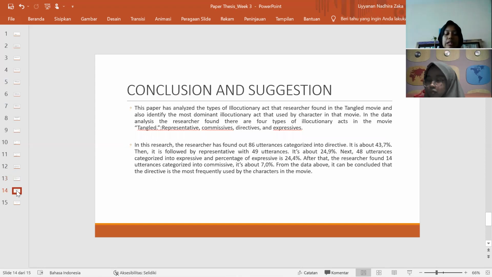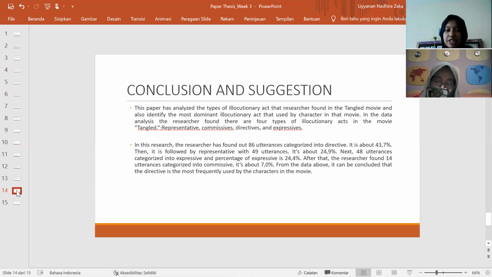Okay, we come to the last part of the journal, that are conclusion and suggestion. This paper has analyzed the types of illocutionary acts that the researchers found in the Tangled movie, and also identified the most dominant illocutionary acts used by the characters in the movie. In the data analysis, the researcher found there are four types of illocutionary acts in the movie Tangled. These are representative, commissive, directive, and expressive.